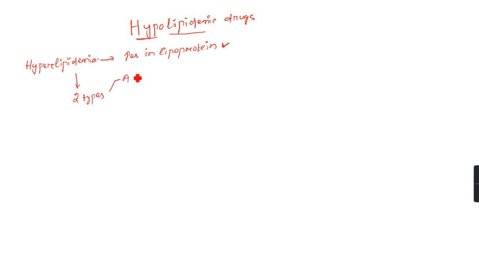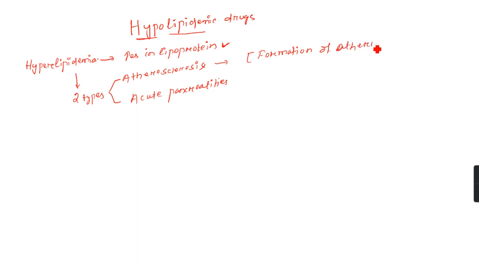One is atherosclerosis, another one is acute pancreatitis. So what do we mean by atherosclerosis? There is a formation of atheroma in blood vessels. Okay, the atheroma formation in blood vessels we call atherosclerosis.